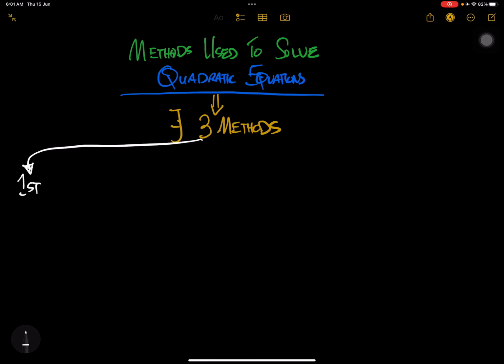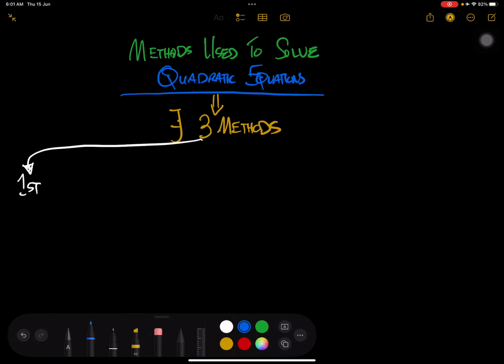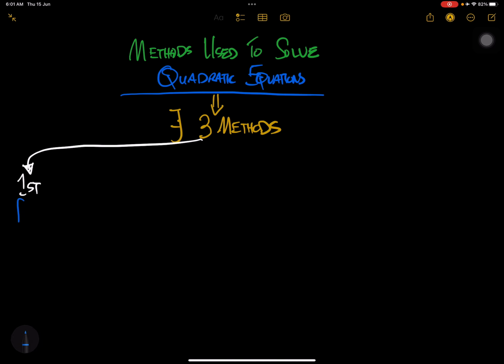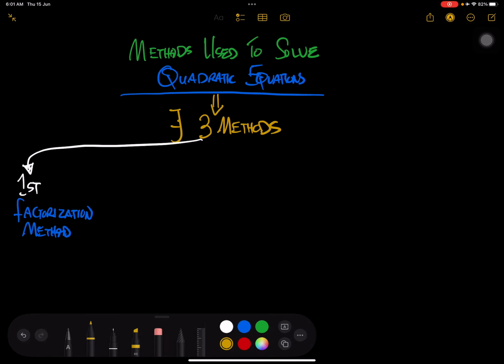Now, the first one is usually called the factorization method.